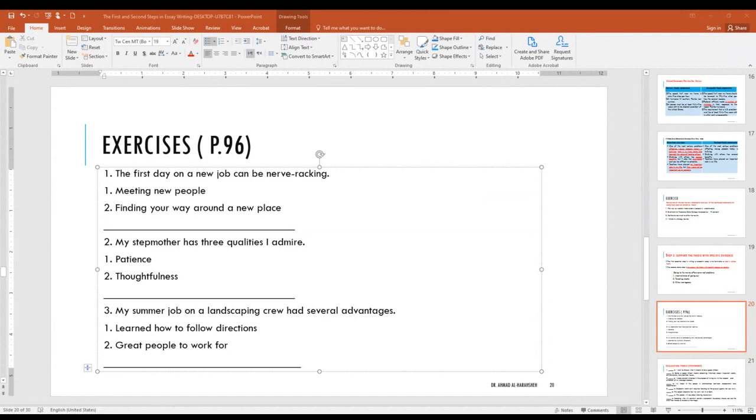Reliable, for example. She's a reliable woman, for example. Loving, caring. Yes, affectionate. Yeah, there are so many. Trustworthy. Yeah. My summer job on a landscaping crew had several advantages.